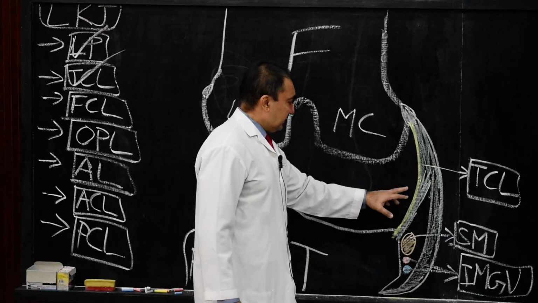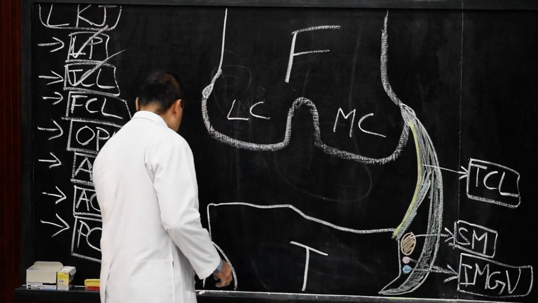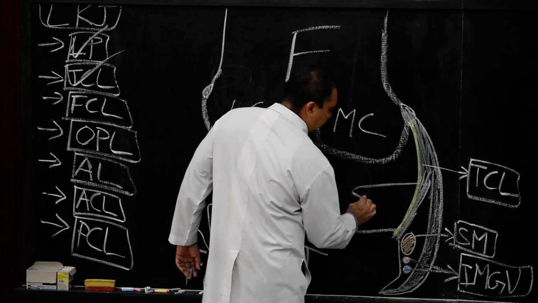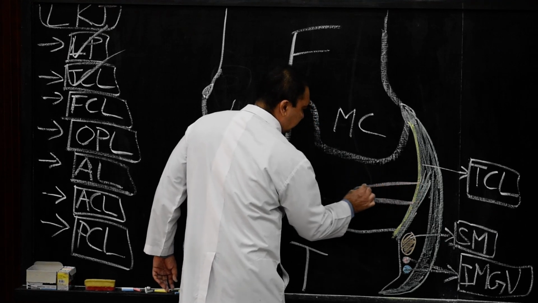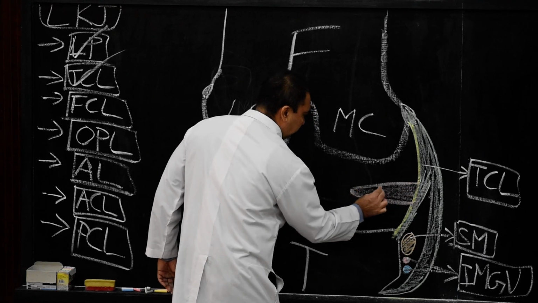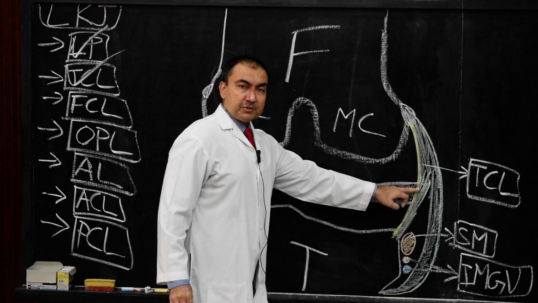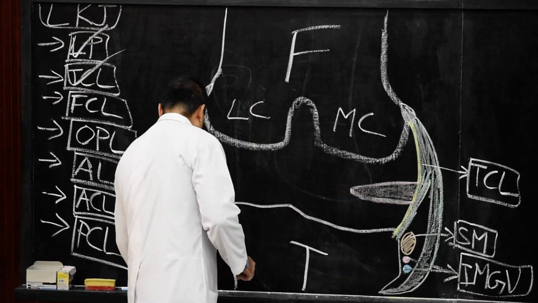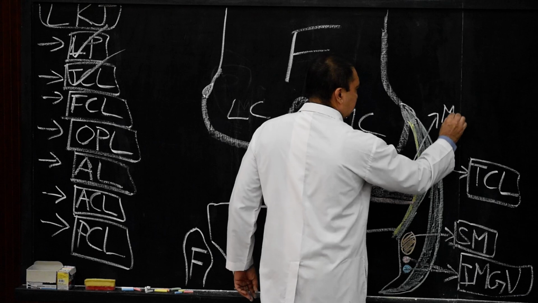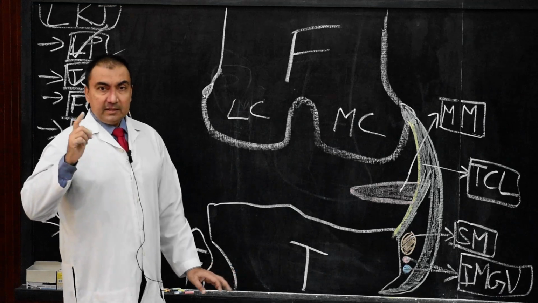Similarly, these fibers will provide attachment to the peripheral margin of medial menisci. If you consider this as the menisci, then the base or peripheral margin of the medial menisci will be attached to the capsule as well as the deeper portion of tibial collateral ligament. This is the medial menisci, and here we will mark this structure as the medial menisci. So tibial collateral ligament is over.